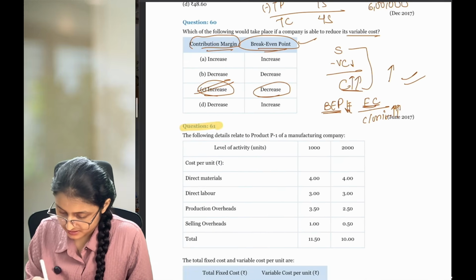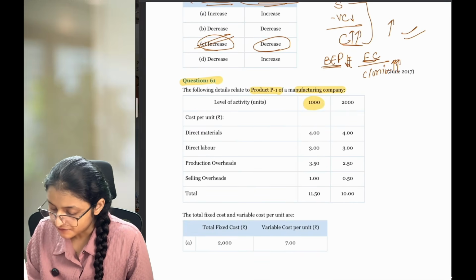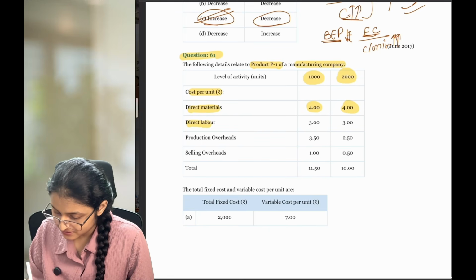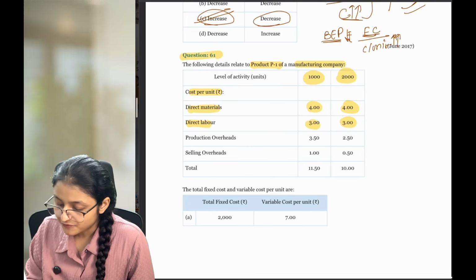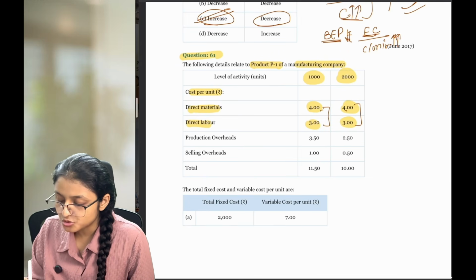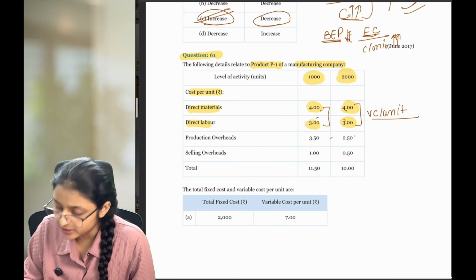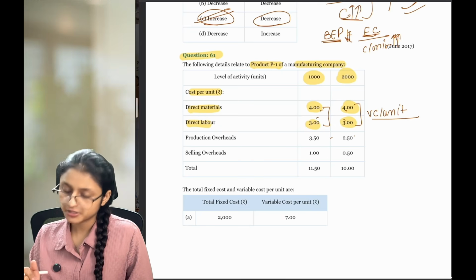Next is question number 61. The following details relate to product P1 of a manufacturing company. We have 1000 and 2000 units. The cost per unit is given to you. Direct material 4 and 4 on a per unit basis. Direct labor 3 and 3 on a per unit basis. Now this shows that if you have cost per unit exactly the same in two different situations, that means the cost is completely variable cost only, because variable cost is the only cost which is constant on a per unit basis.